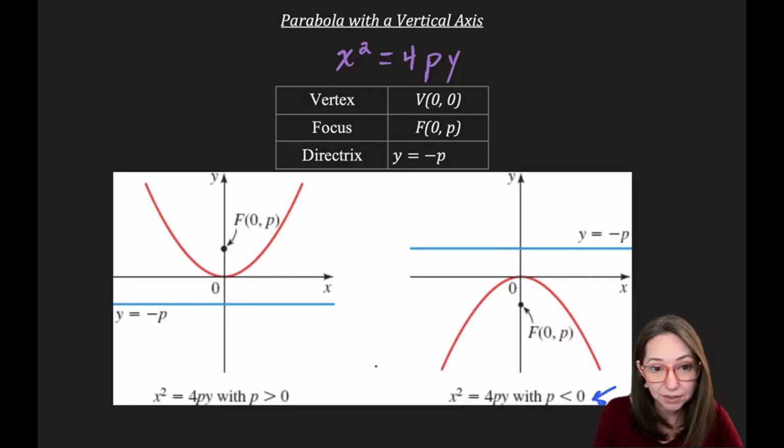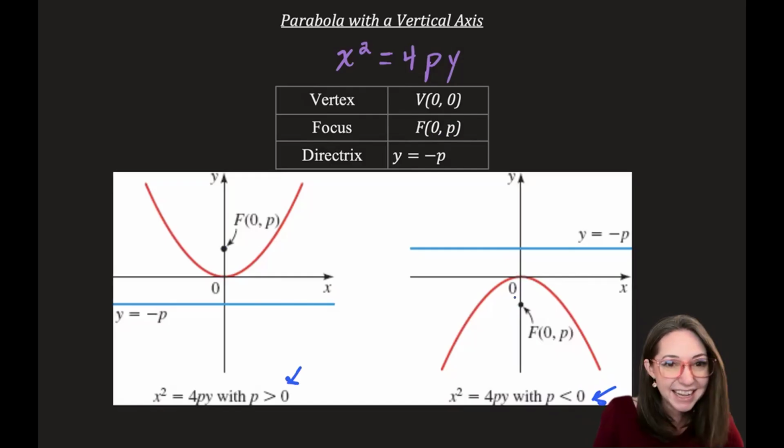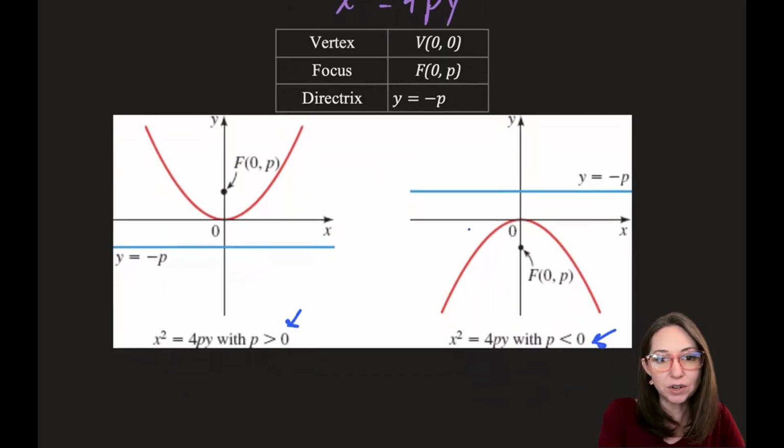Now, if your parabola opens down, then p is actually negative. Notice p is less than 0 versus positive. And it opens down, so the focus is down here, kind of inside the parabola, and the directrix is the horizontal line up above the parabola. All right, so let's practice working with that equation right there.